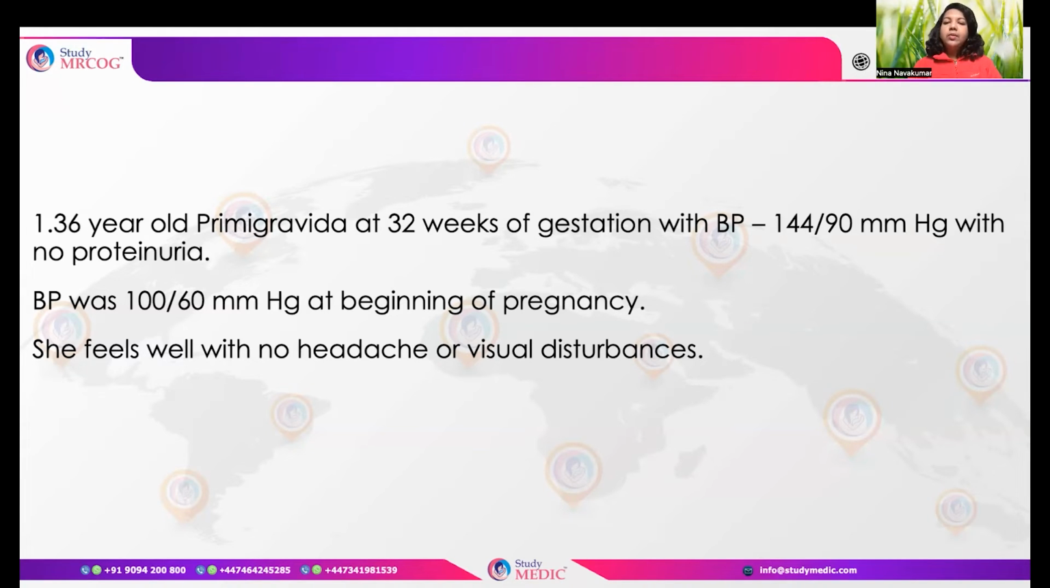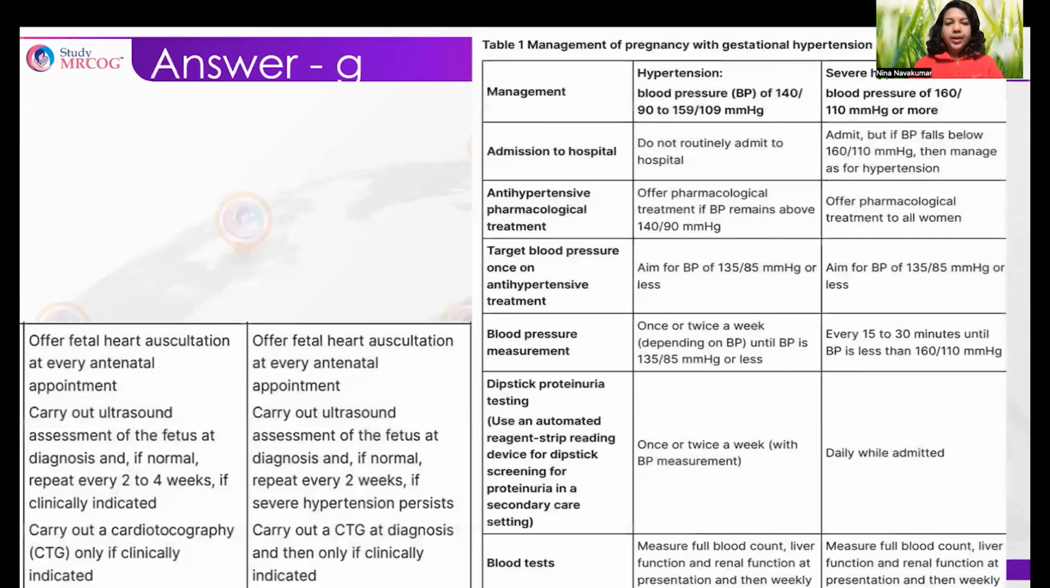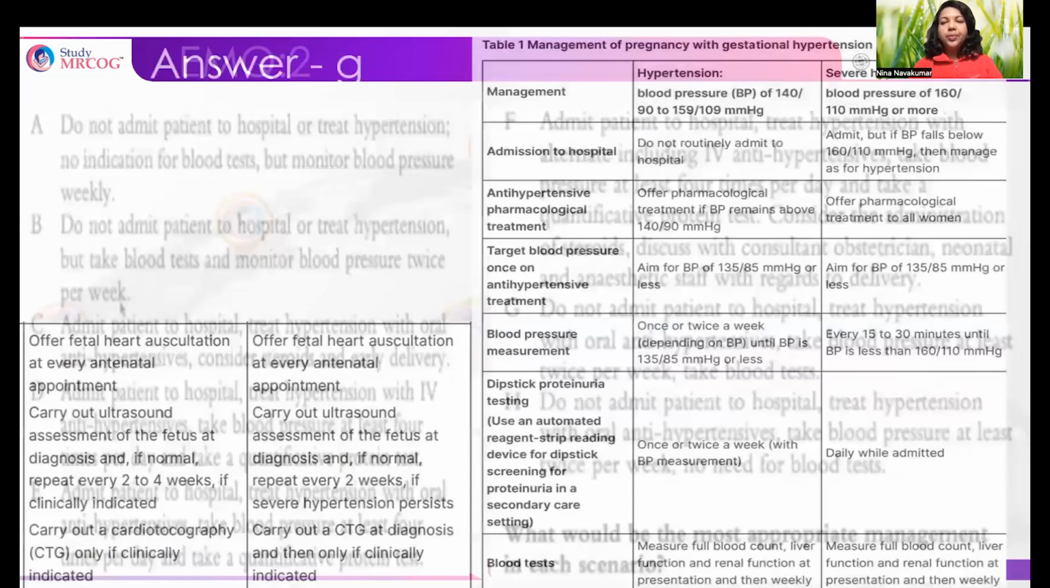The next thing is whether we need to start her on antihypertensives and whether it is oral or IV preparation. Yes, so the option here which we need to go ahead with is she doesn't need any inpatient management. We can treat her on an outpatient basis, but we need to start her on oral antihypertensives, and blood pressure monitoring to be done at least twice per week and blood investigations also to be done.